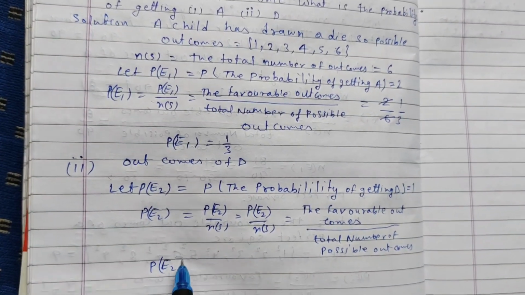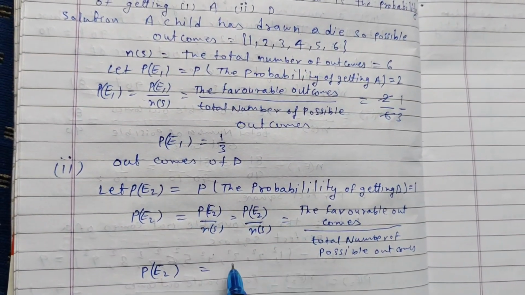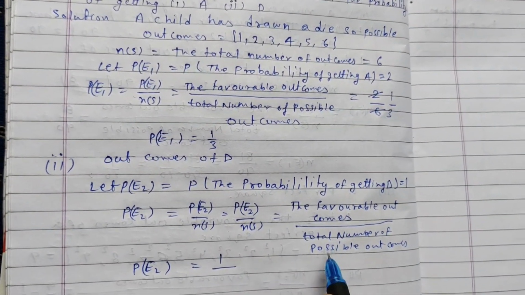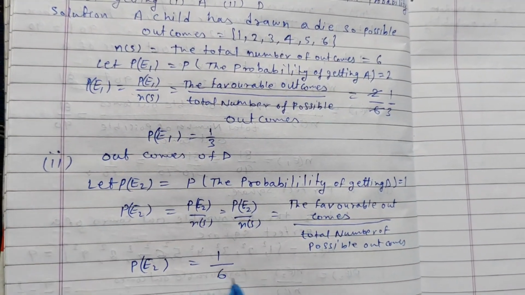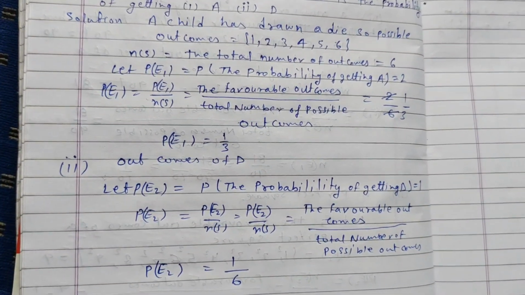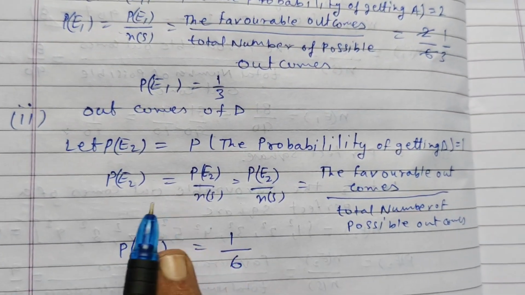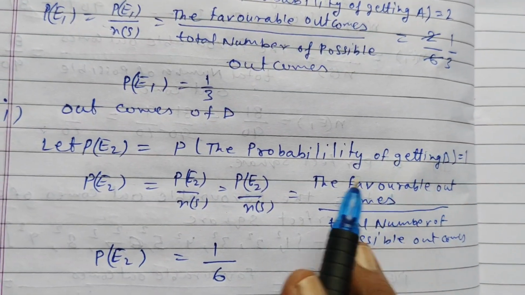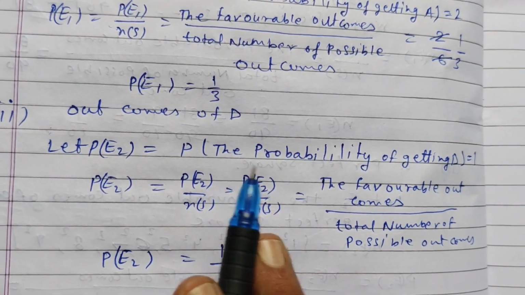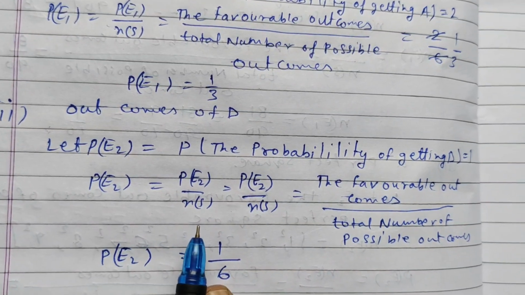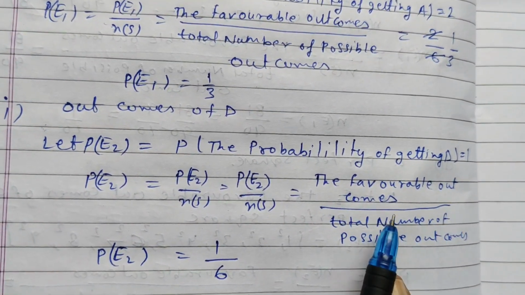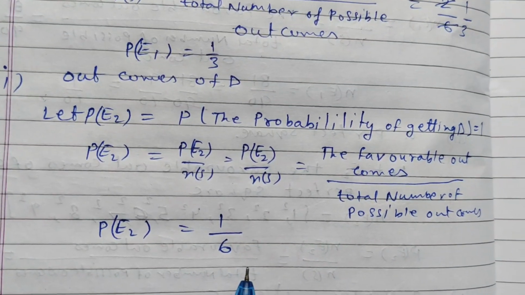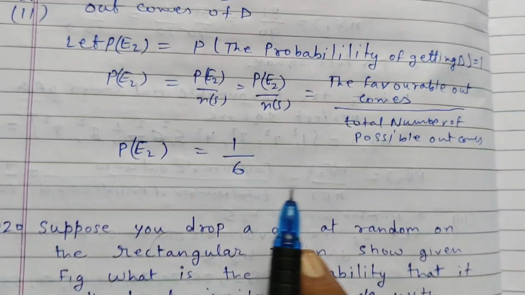So P(E2) is equal to die coming 1 times, and total possible outcomes is 6. Again repeat करते हैं. The probability of getting 1, डाई आने की जो संभावना है वो 1 है. So P(E) upon n(S), the favorable outcomes upon total number of possible outcomes, P(E2) is equal to 1/6. This is the answer. क्वेश्चन नंबर 20 करने जा रहे हैं.